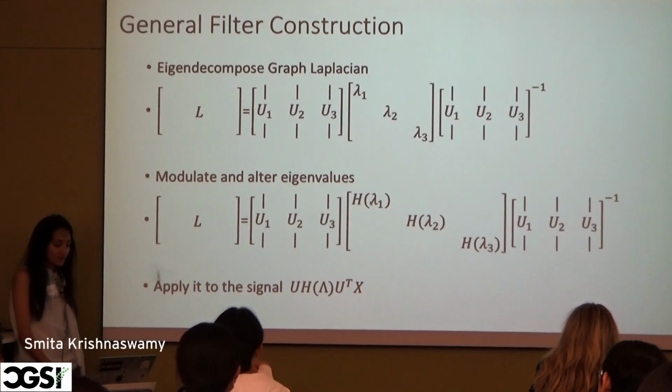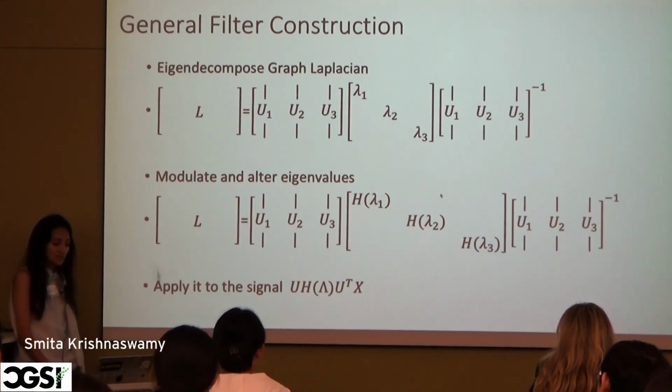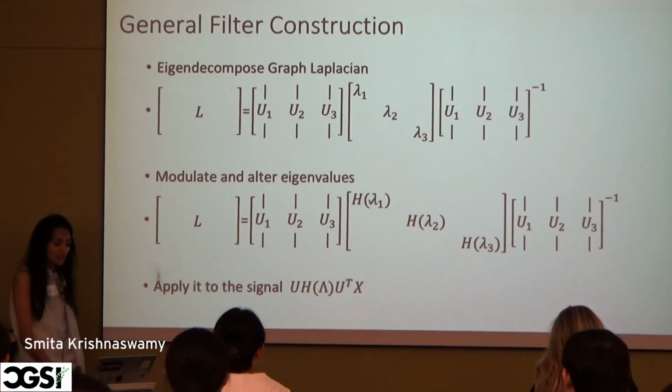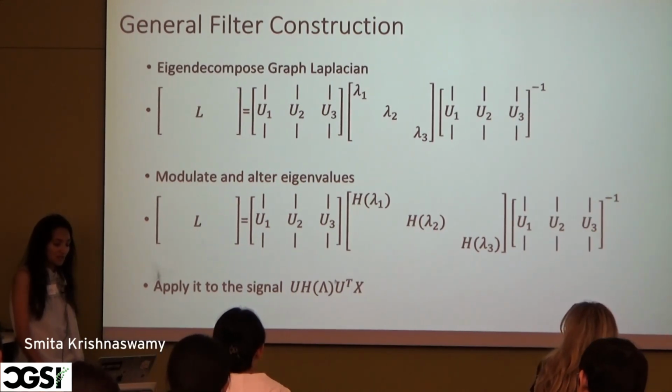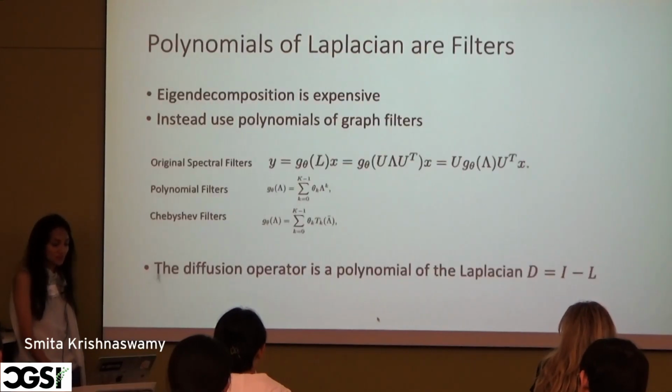To create any arbitrary filter, you take some signal, and you modulate its frequency components. So this H function gives you some other value than whatever the frequency is. Let's say you wanted to remove the low frequency. You have to design your H so that it gives you zero for the lower frequencies and keeps the higher frequencies. So it's all in the construction of this H that you create the filter. When you do this operation, it Fourier transforms your signal, modulates the Fourier components, and transforms it back. That's how you apply the filter to the graph.